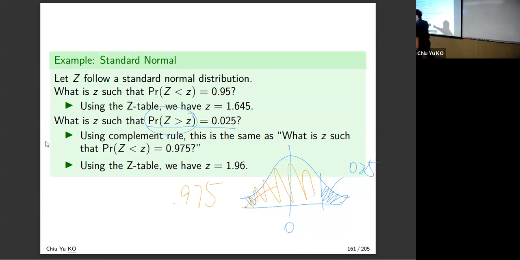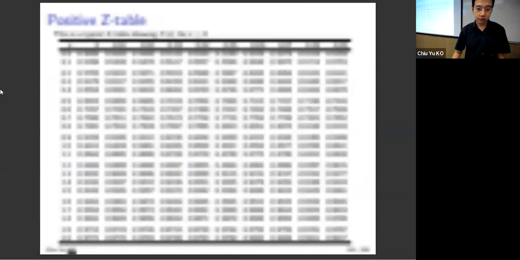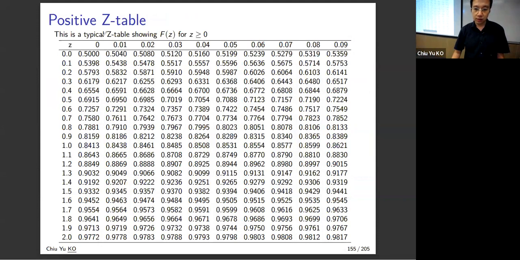Then look at the table again. What is 0.975? 0.975 is exactly here. This is 1.96. Is it clear how you read that? Look at the row and then the column, but just in reverse.